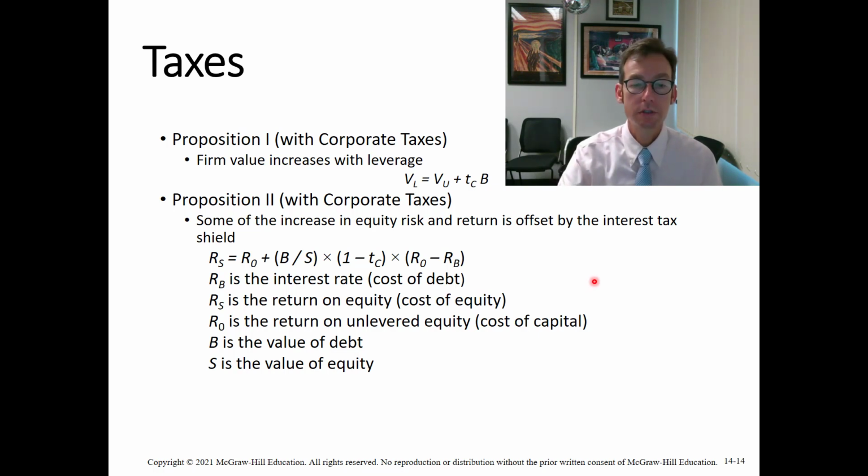Okay, so let's talk about Proposition 2 with corporate taxes. Some of the increase in equity risk and return is offset by the interest tax shield. And this formula looks identical to what we saw earlier with one change. Now, this add-on for debt is actually multiplied by 1 minus T sub C. And so we can see that as the tax rate goes up, the required return on the stock will go down because there's a greater interest tax shield.